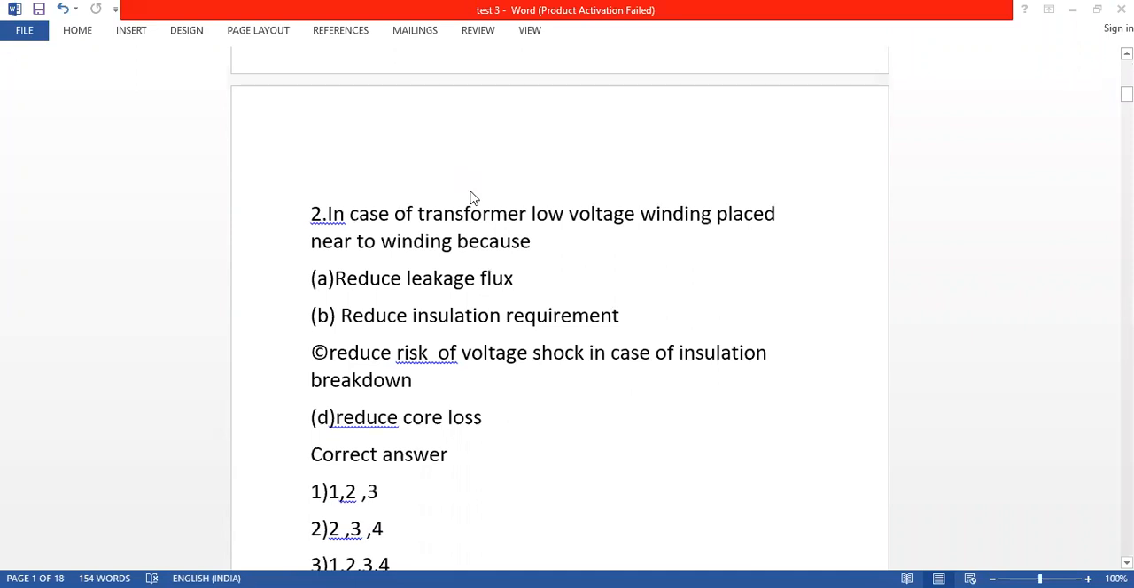Now, in case of a transformer, the low voltage winding is placed near the core. Because of what? In case of a transformer, the low voltage winding is placed near the core because of what? Option A: reduce leakage flux. B: reduce insulation. C: reduce risk of voltage shock in case of insulation breakdown. D: reduce core loss. You come one by one.